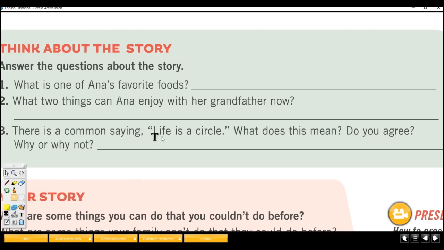What do you think this means? Life is a circle. What does it mean and do you agree? Why or why not? What is one of Anna's favorite foods? What two things can Anna and her grandfather enjoy now?